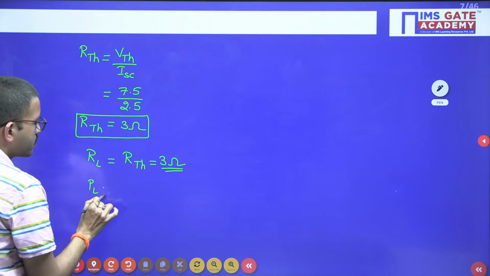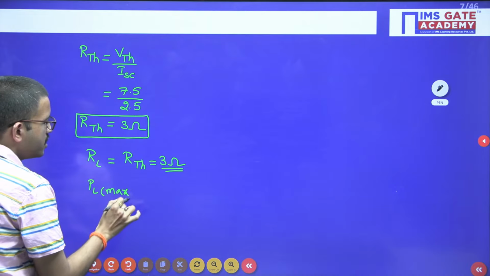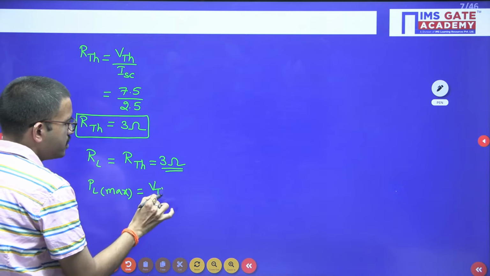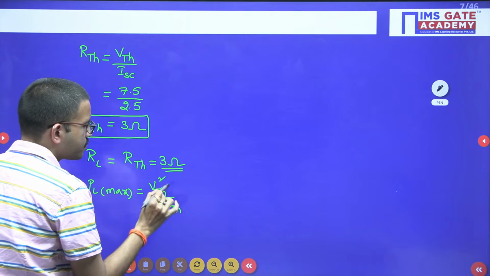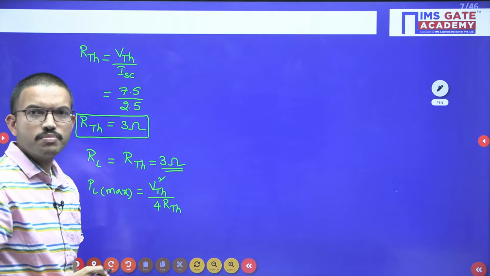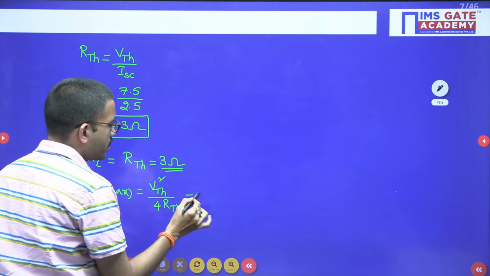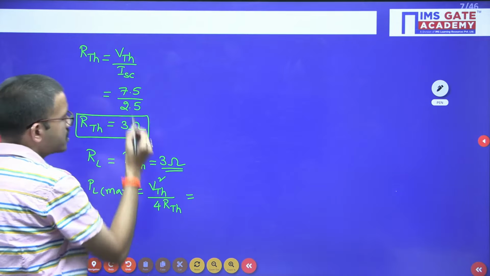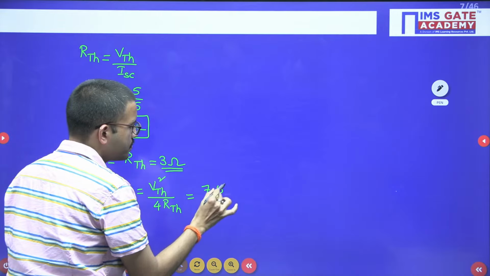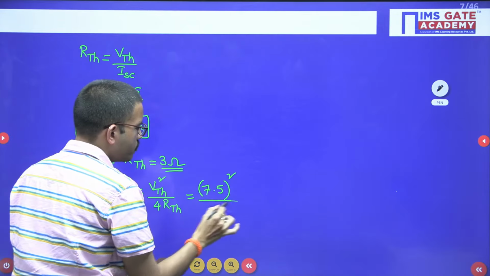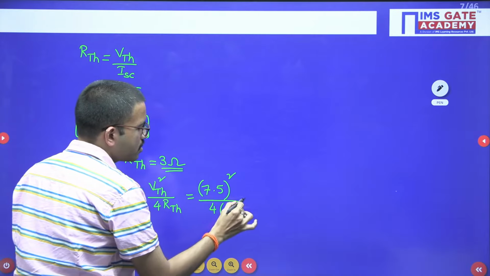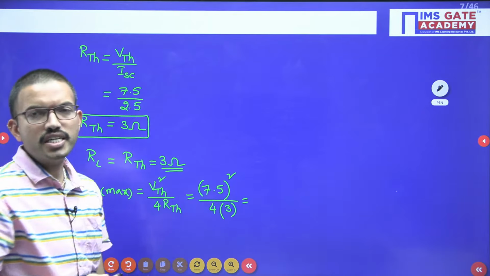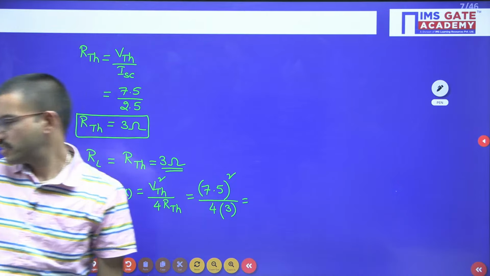So P_L max is equal to V_TH square divided by 4 times R_TH. And just now we got V_TH value as 7.5. You can substitute here, divided by 4 into R_TH value we got, 3 ohms. So all of you do the simplification and tell me how much value you are going to get.